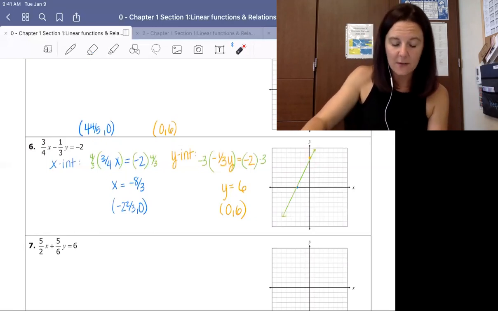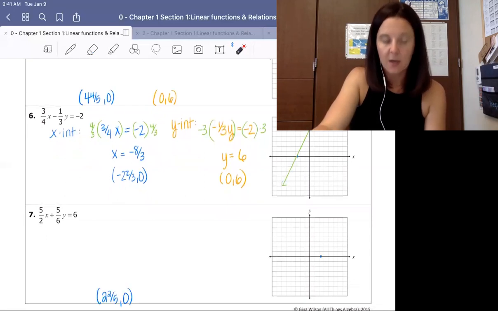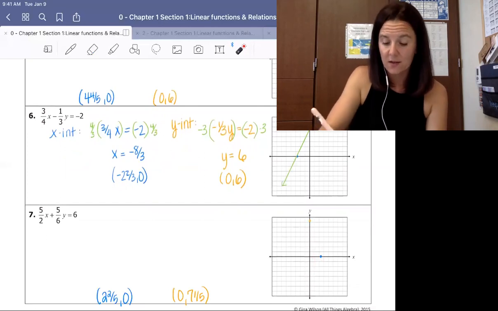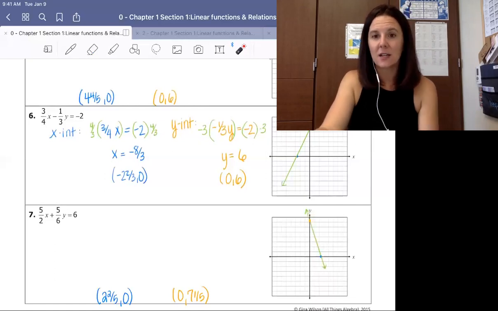Okay, let's see how you did for number 7. You should have gotten an x-intercept of (2 2/5, 0). That's between 2 and 3. And for the y-intercept, you get 7 1/5. So way up just past the point 7 on the y-axis. Connect the dots, and there you go.